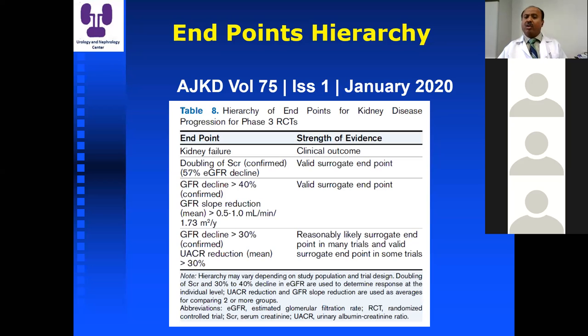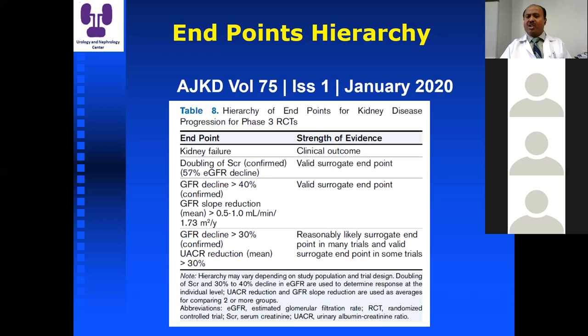Is it clear? So this is solid outcome. But as you know, if we wait until the patient dies, or end-stage kidney disease occurs, this will take a very, very long time. How can we wait 20 years to assess certain factors? It's very difficult to run in any study. This is why scientists and doctors always search for a valid and respected surrogate endpoint.